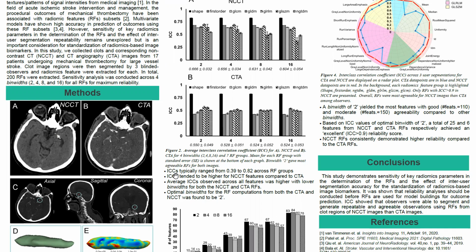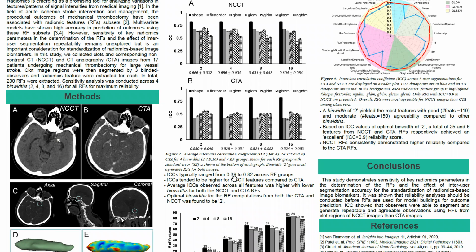What we saw was these ICCs typically ranged from 0.39 to 0.82, clearly indicating that before any radiomic feature subset is thrown into a multivariate model for predicting the outcome, you should clearly do this analysis to identify features that are highly sensitive to segmentation and just remove those features, or the features that are not reliable enough. If you're using a manual segmentation technique, the features that are not reliable should basically be removed in the analysis.